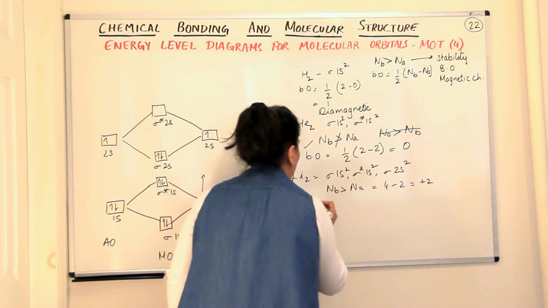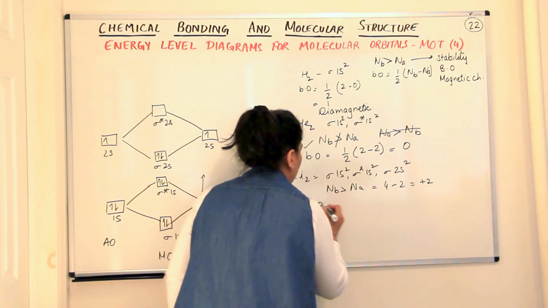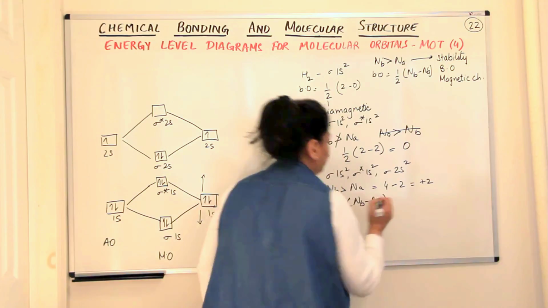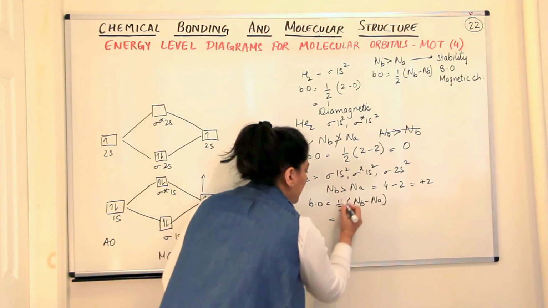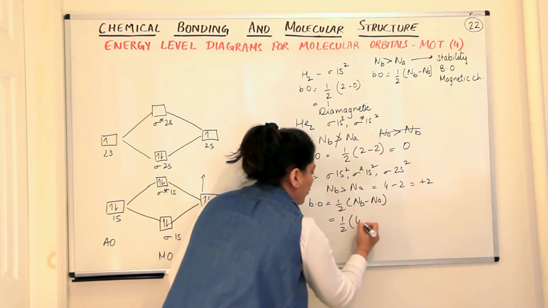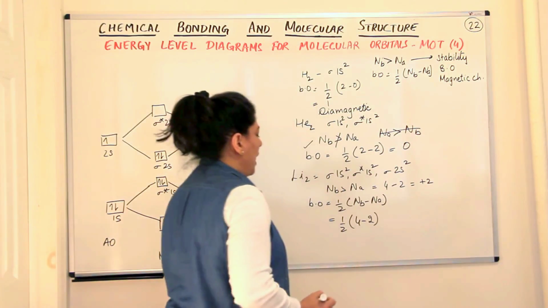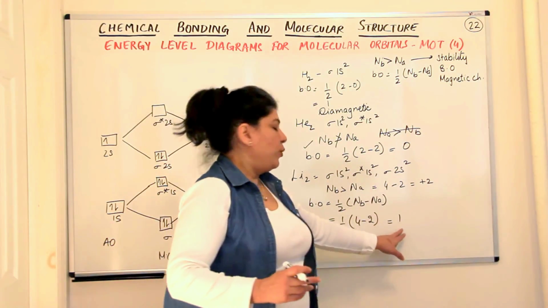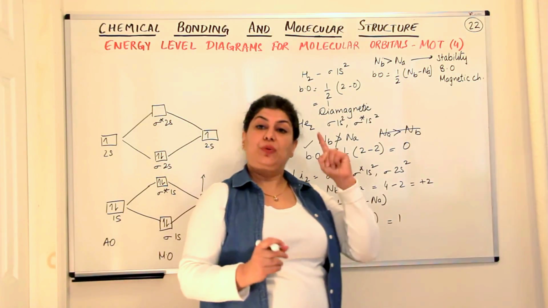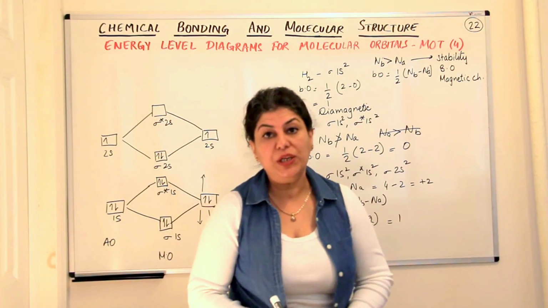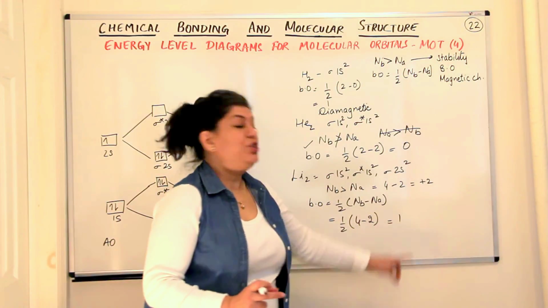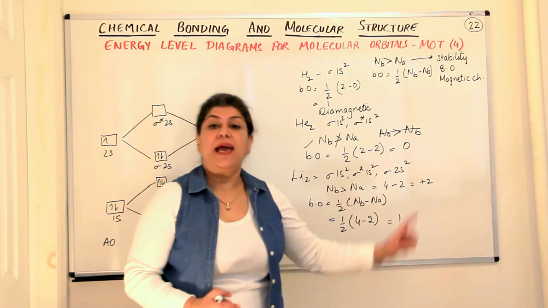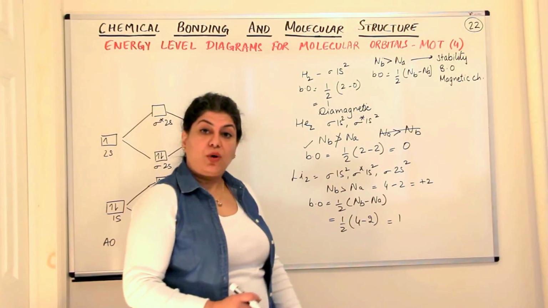How would you calculate the bond order? Bond order would be equal to half of Nb minus Na. So this would be equal to half of 4 minus 2, which is half of 2, equal to 1. So this bond order 1 shows that the Li2 molecule exists, it's a stable molecule, and the bond order 1 shows that there is a single covalent bond between 2 lithium atoms to form a lithium molecule.